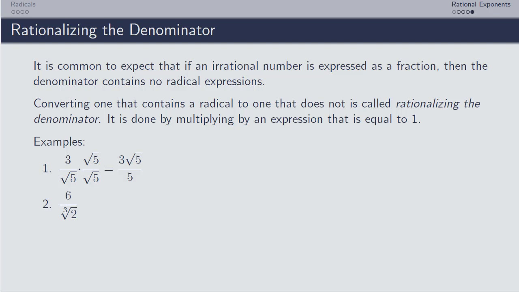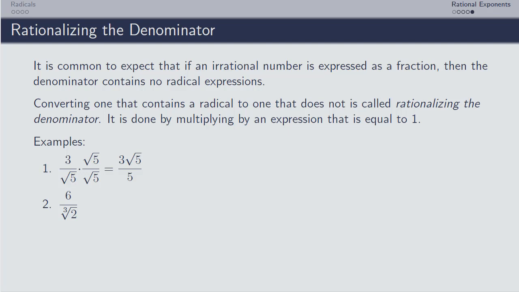Right, so let's do the second example here. 6 divided by the cube root of 2. Now this is a little bit different here. I need the thing in the bottom that when I multiply the cube root of 2 by it, I get an integer. Now that's not the cube root of 2.